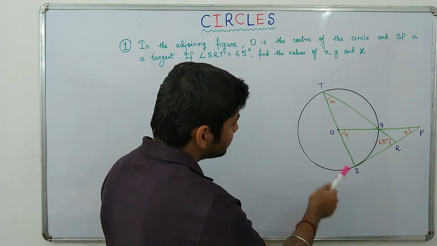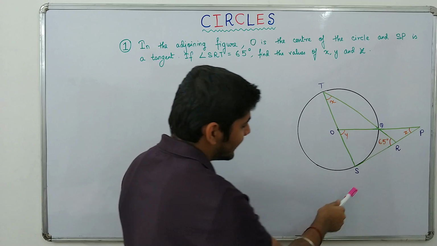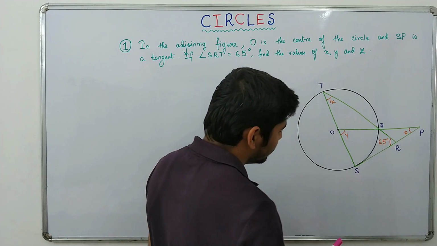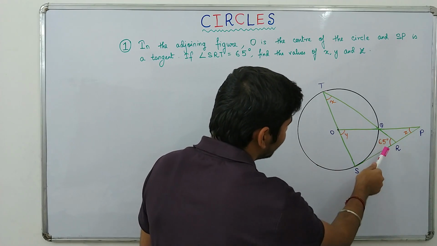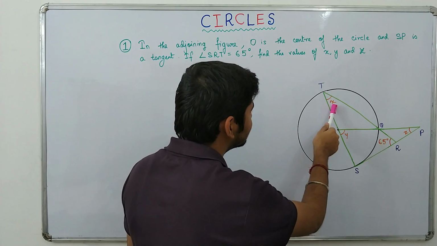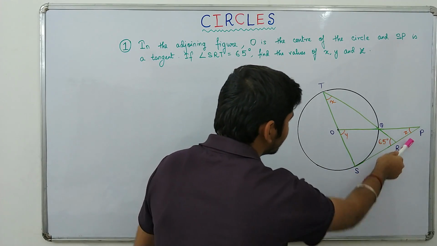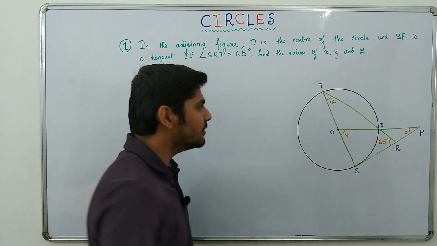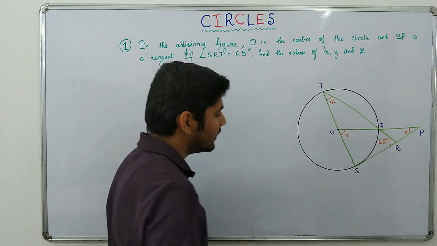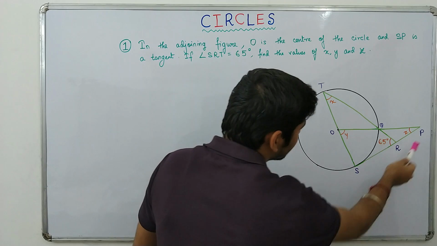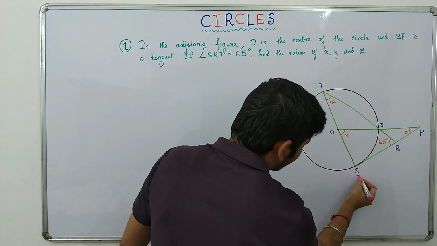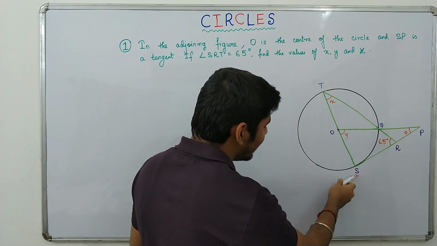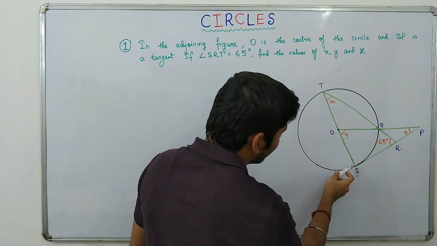This is the given figure. O is the center of the circle, SP is a tangent to the circle and angle SRT is given 65 degree. We have to find X, Y and Z. So let's begin. First we find X. Now we know that SP is a tangent to the circle with point of contact at S, and through S a radius is drawn, OS.